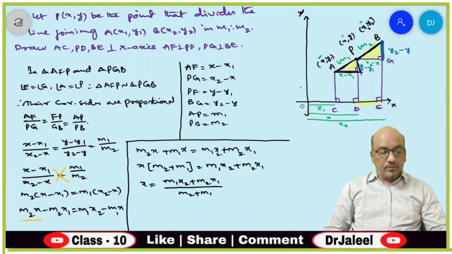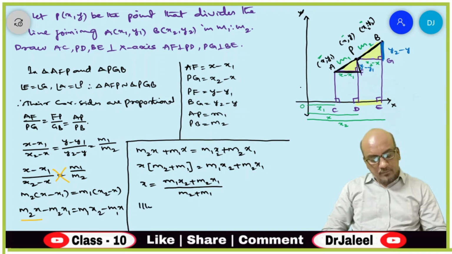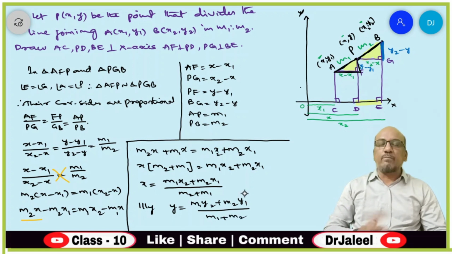So for getting the y value, what should we do? We should work on these two. But we will not work here, we will write similarly, because both are similar. Similarly, you will get the y value as m1y2 plus m2y1 by m1 plus m2. You can write it as m1 plus m2 or m2 plus m1, whatever it is. So these are the coordinates of the point P.